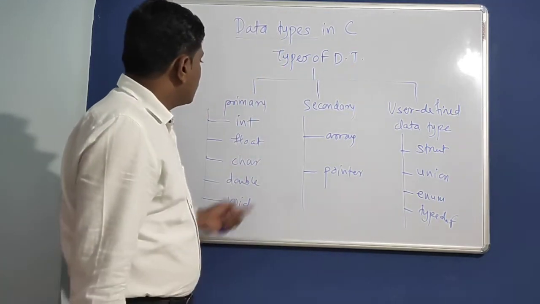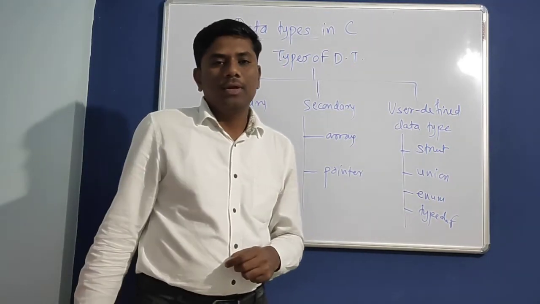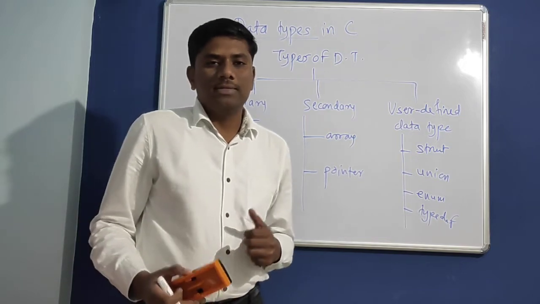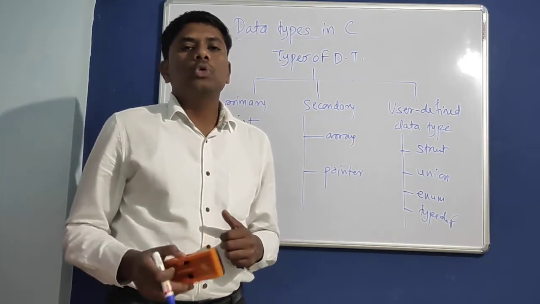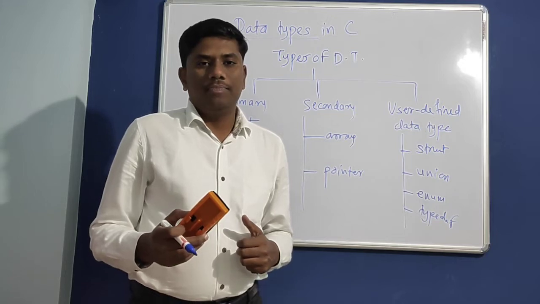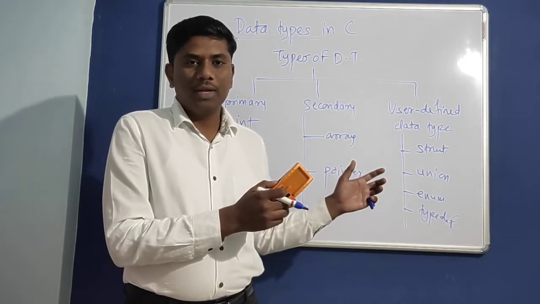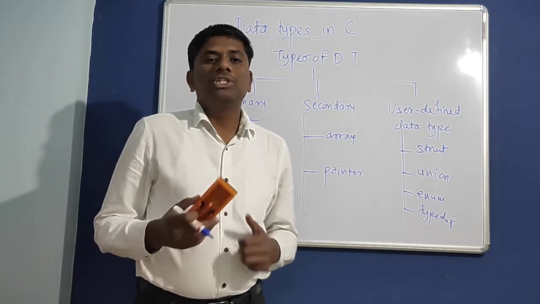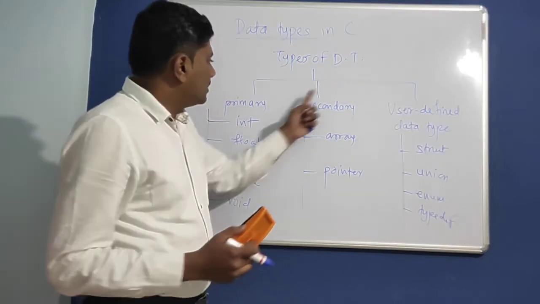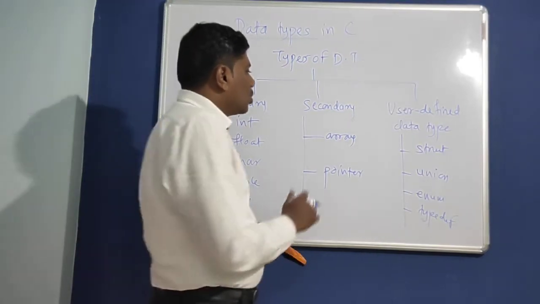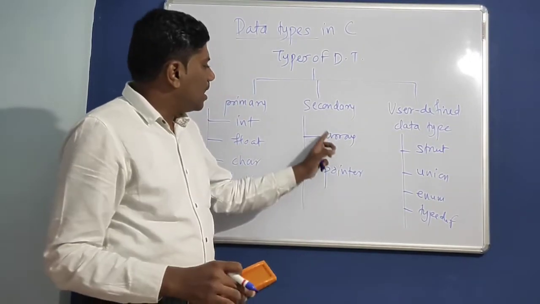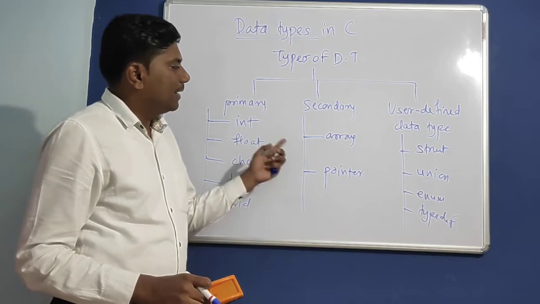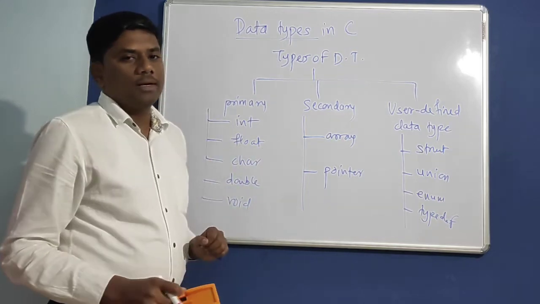Now what is meant by primary data type? Getting? So primary data types are fundamental data types. They are basic. They are also called primitive data type. They are original ones. Getting? They are very close to machine instruction. Whereas secondary data types are also called derived data type. They are derived from primary. They are created based on primary data type.